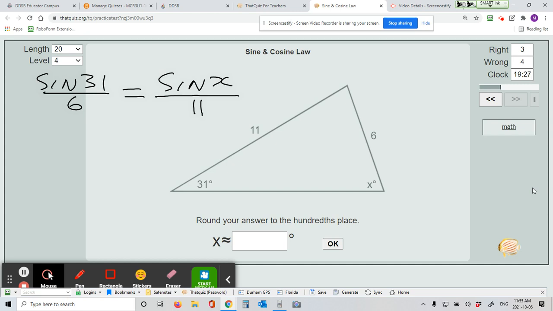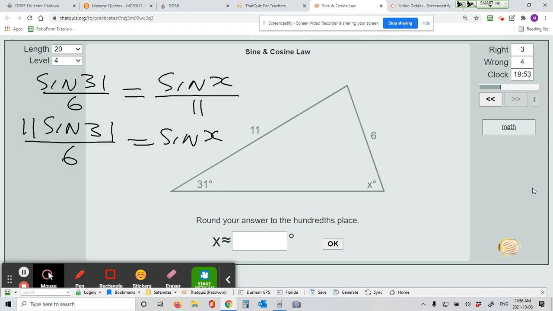Okay, I see Manahill's hand up over here. Thanks, Jay. And thanks, Sarah. Yes. We're going to cross multiply. We're going to take the bottom of this side times the top of this side. So 11 sine 31 over 6 is equal to the sine of x. Right? We're cross multiplying. We're taking the bottom of this times the top of that over the 6.